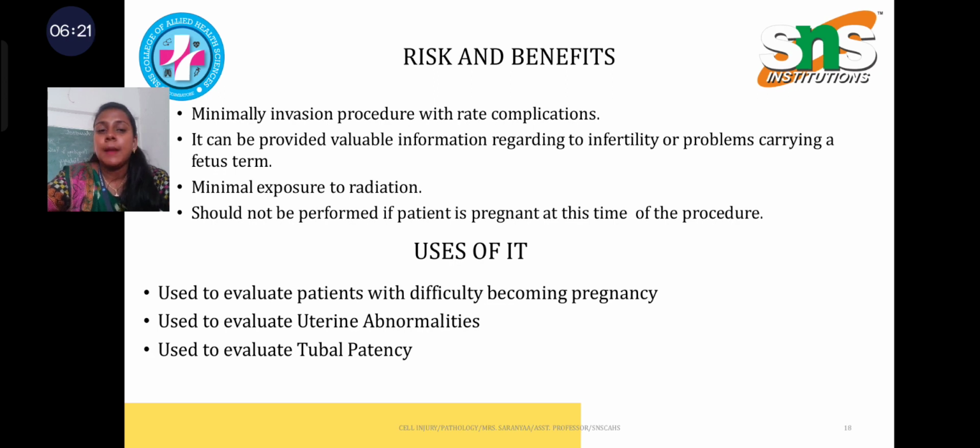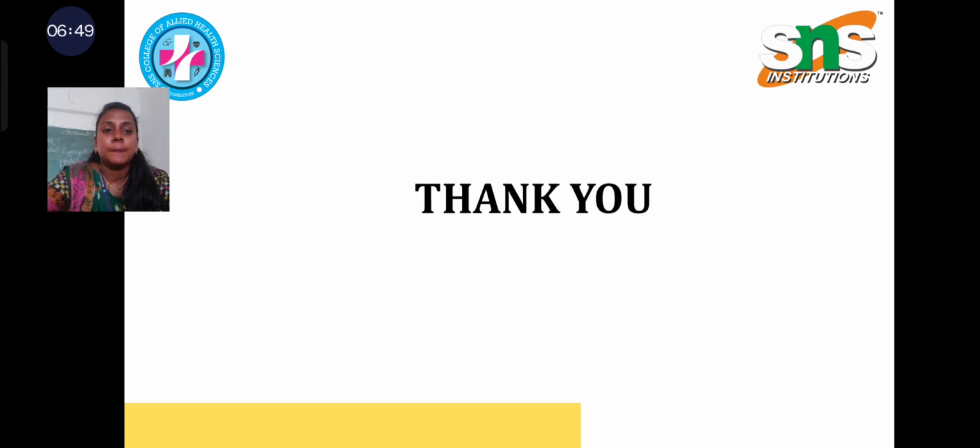Risk and benefit: a minimally invasive procedure with rare complications. It can provide valuable information regarding infertility or problems carrying a fetus to term. Minimal exposure to radiation; it should not be performed if the patient is pregnant at the time of the procedure. Uses: used to evaluate patients with difficulty becoming pregnant, used to evaluate uterine abnormalities, used to evaluate tubal patency. Thank you.